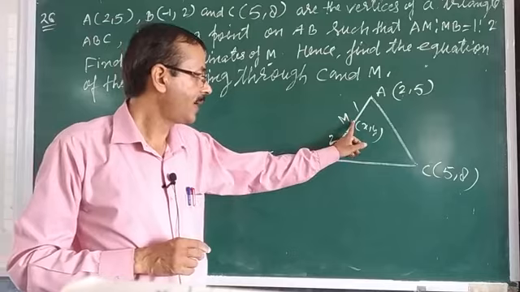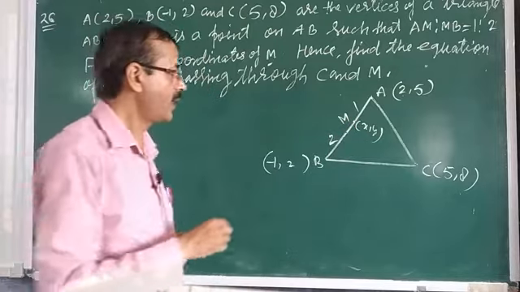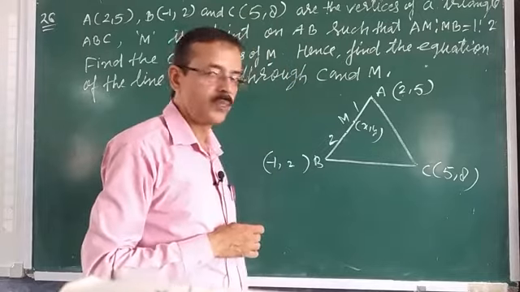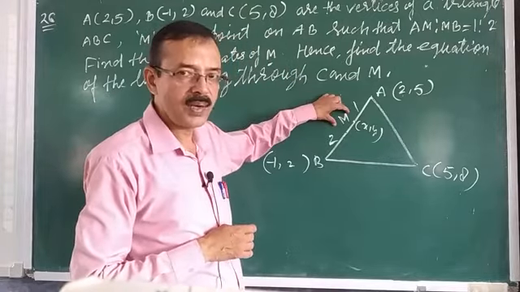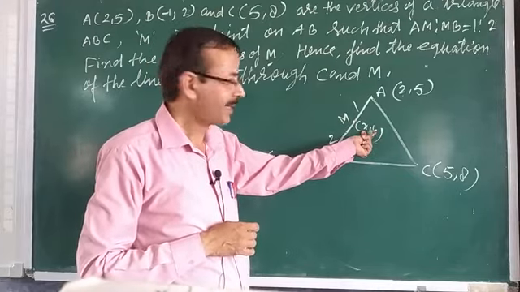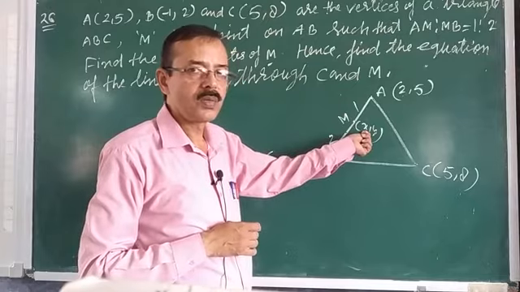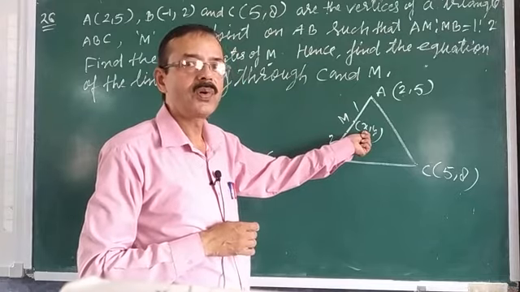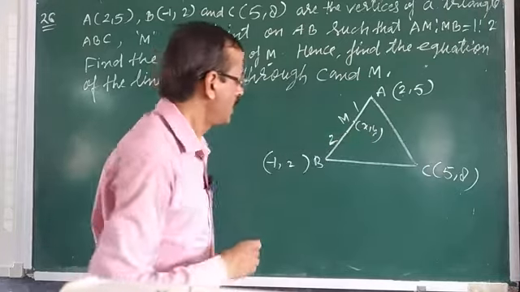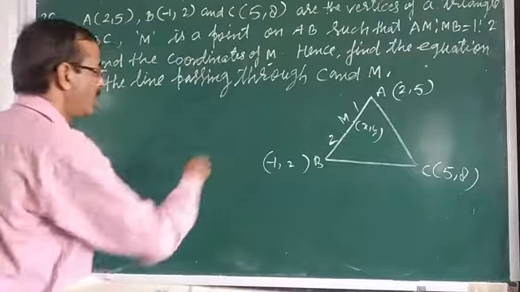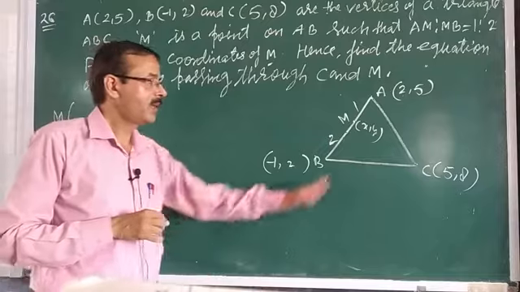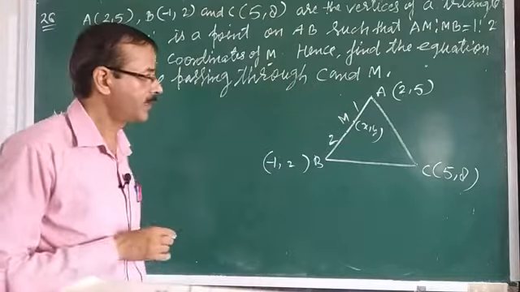The first part is to find that M. By which formula? Because M is a point on the line which divides the line in the ratio 1:2, we have to use the section formula to find M, that is x and y. X is equal to (m1 x2 + m2 x1) upon (m1 + m2), as in the previous exercise. I will not teach more about this.